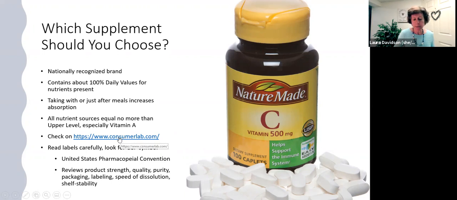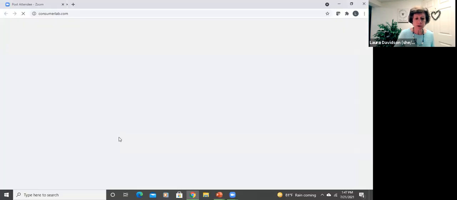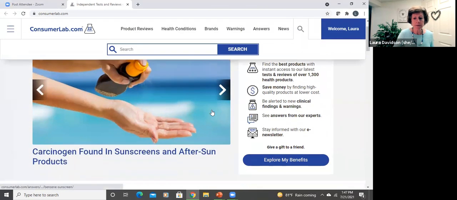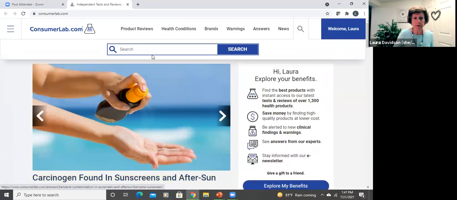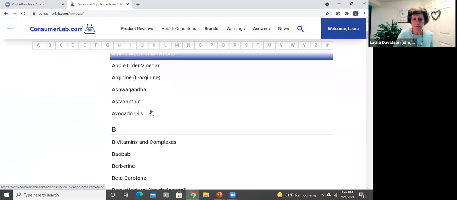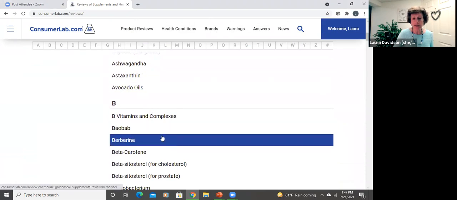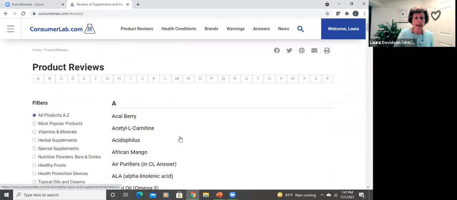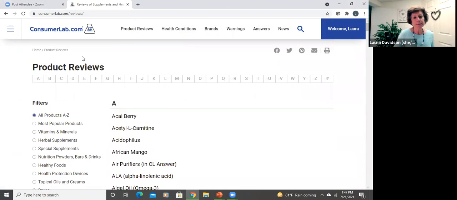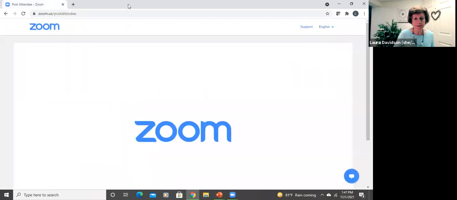I check my supplements on consumerlab.com, which is a subscription service, meaning that you do have to pay for it. But what this does is it gives you very, very thorough reviews of all sorts of supplements and then makes recommendations as far as which brands are best, what dosages are best, etc. So it's an unbiased, evidence-based encyclopedia for supplements, which is very nice.